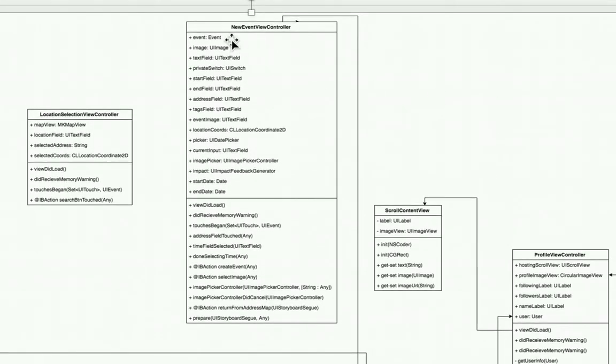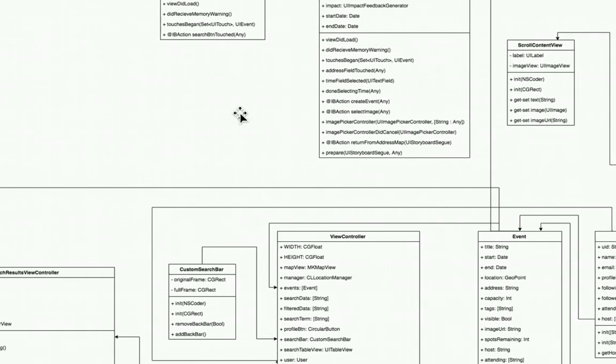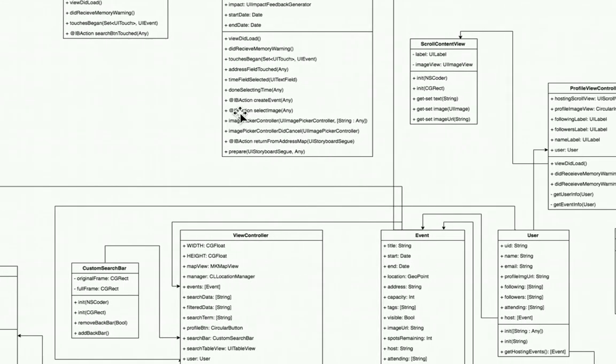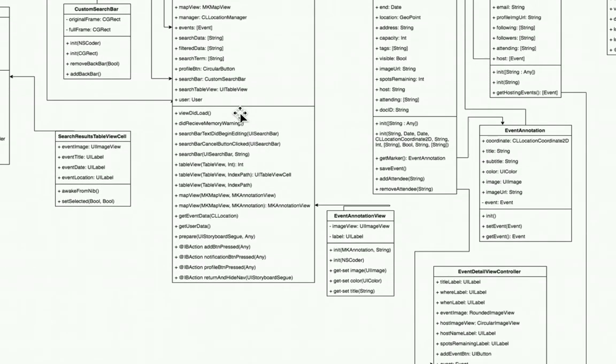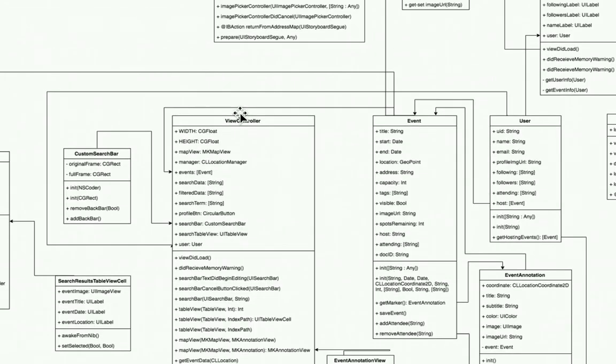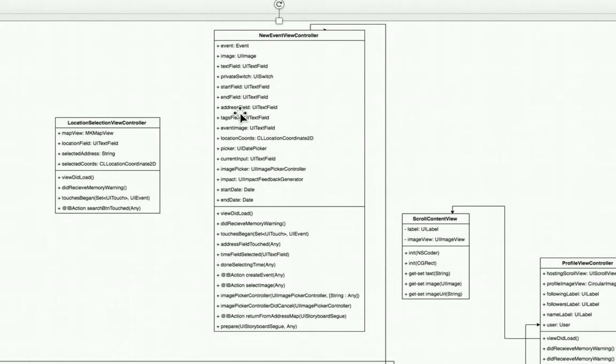Some other ones are the new events view controller, which also acts as the edit events view controller, which takes in a lot of fields as well. Both the new event view controller and the event detail view controller implement the feedback generator, which is the haptic feedback that iOS comes built in with if you have the proper device.